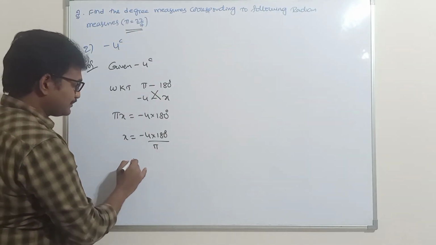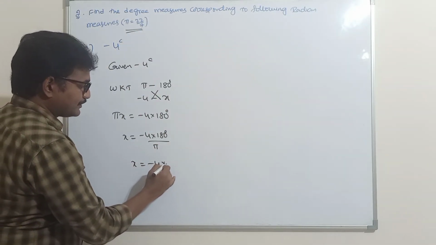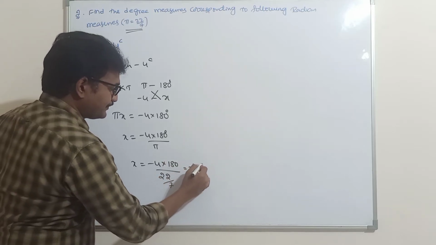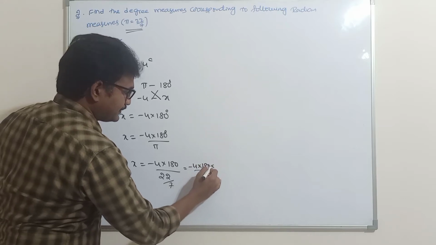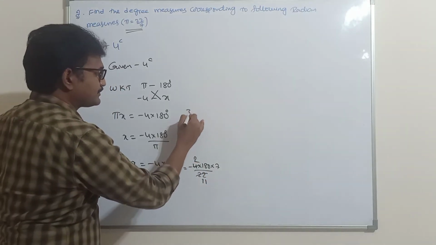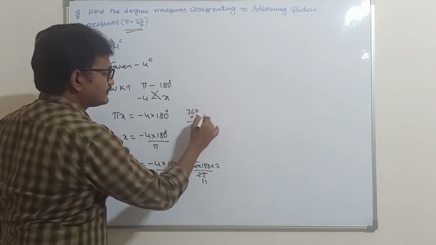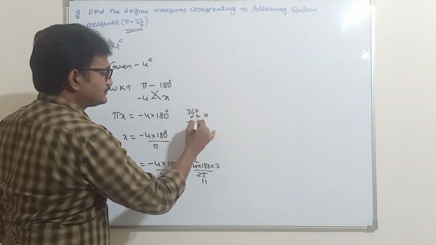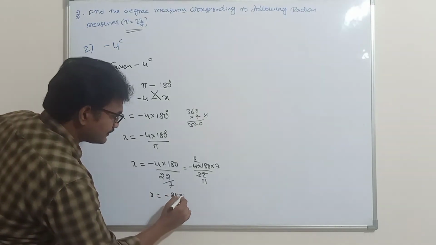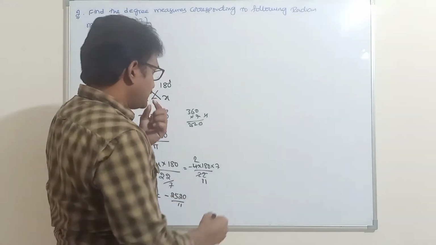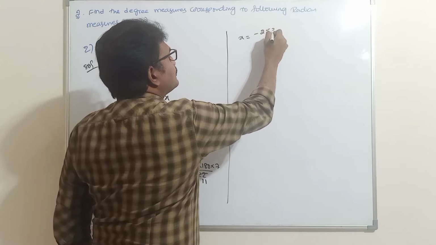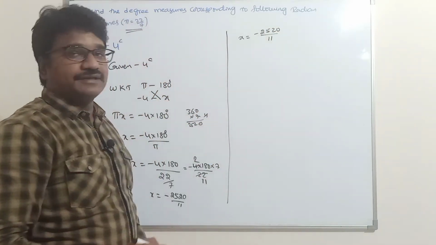Pi value is given as 22 by 7. Minus 4 into 180 by 22 by 7. That means minus 4 into 180 into 7 by 22. So 2 11s are 22, 2 2s are 4, so 360 into 7, 2520. So x is equal to minus 2520 by 11. Now how to convert this minus 2520 by 11 into degrees?